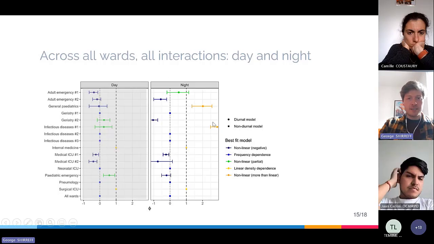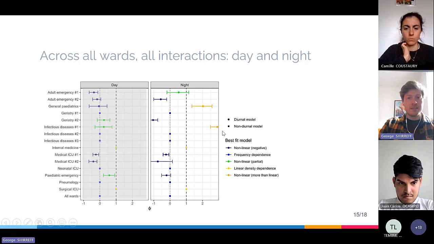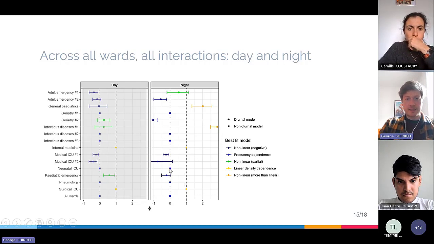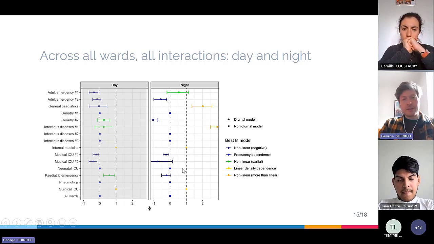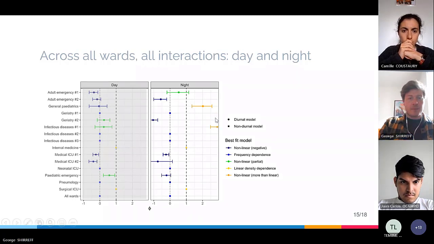But if we look at the nighttime, we start to see that there are some instances where there's much higher dependence on density. There's a couple of instances where it seems like there's really high dependence on density, much more than linear. But then there's also noise. In some instances, like pediatric emergency, when you look at the nighttime it becomes negative. So it's obviously a fairly noisy system, but I'll try and pick out some general trends. So that's if we look at all interactions and how they depend on the entire population size present.